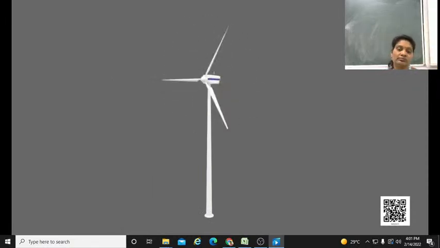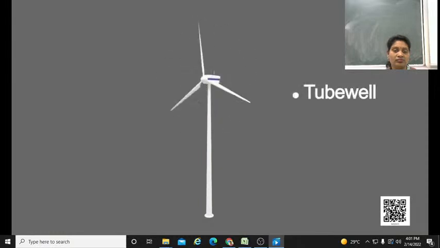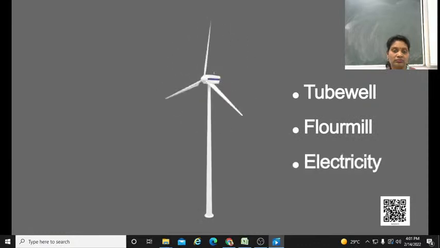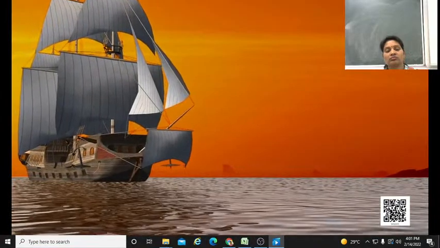Air is essential for all of us. Have you seen or heard about a windmill? The wind makes the windmill rotate. The windmill is used to draw water from tube wells, to run floor mills, and to generate electricity.